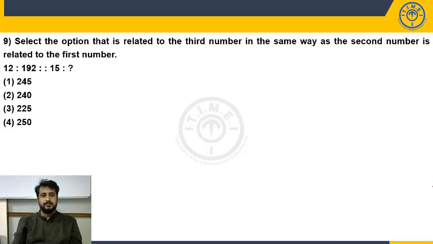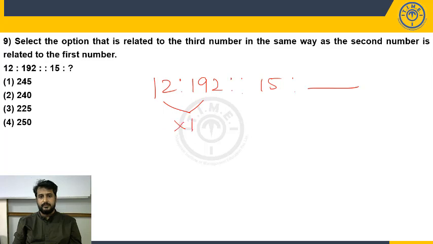Look at the question number 9. 12 is to 192. 12 is to 192 proportion. 15 is to dash. 12 and 192. How many times you can say? 16 times. 12 into 16 is 192. Yes, perfectly. 12 into 16 is 192. Apply the same logic. 15 into 16 is.